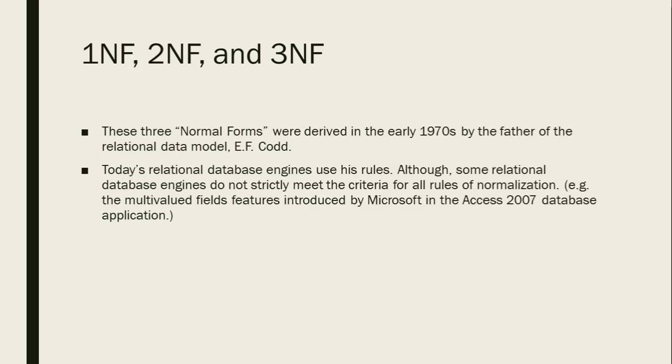So let's start off with the first normal form. No, I'm sorry, let's talk about the three normal forms first. The three normal forms, 1NF, 2NF, and 3NF, were derived in the early 1970s by the father of the relational data model, E.F. Codd. Today's relational database engines use his rules, although some relational database engines do not strictly meet the criteria for all rules of normalization.